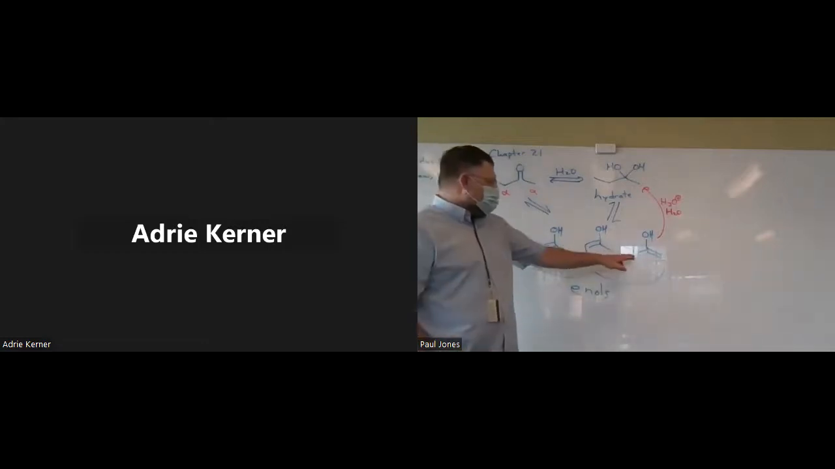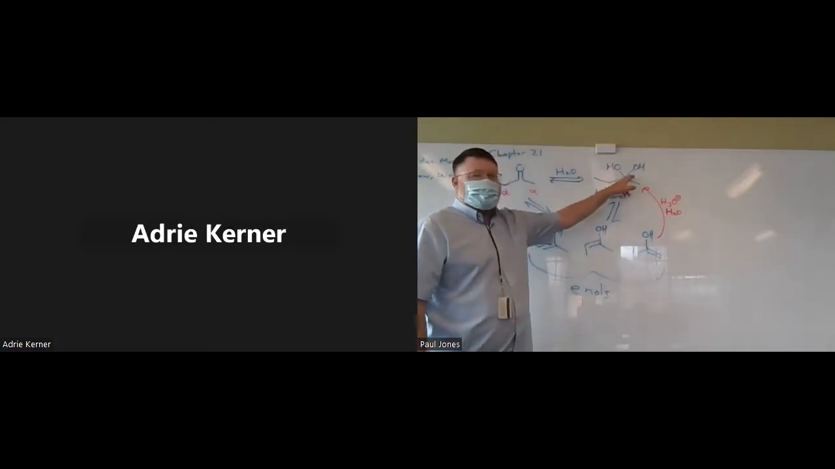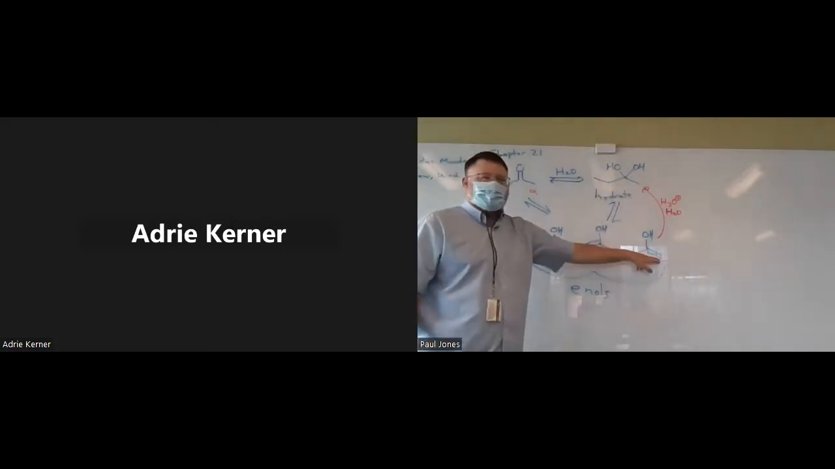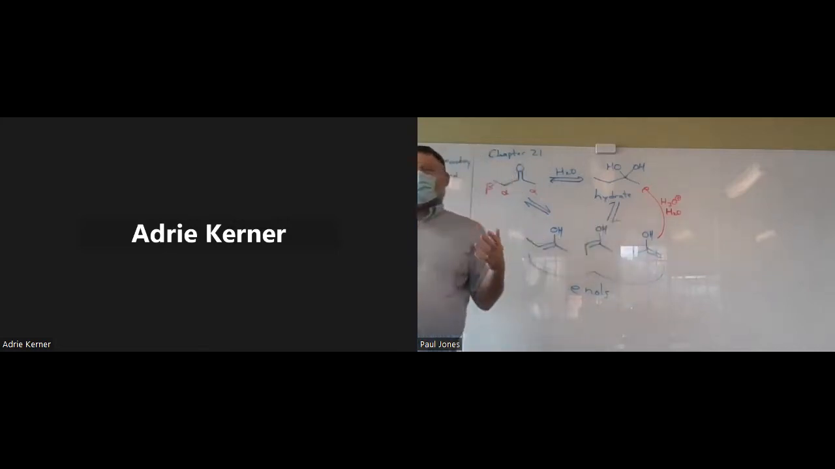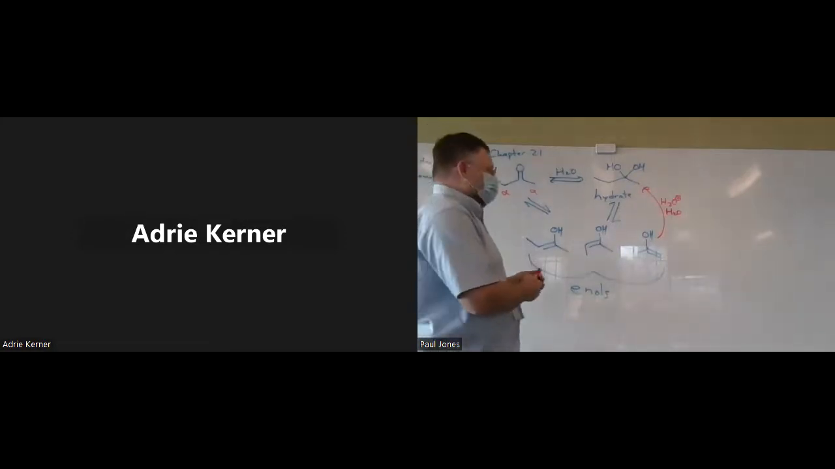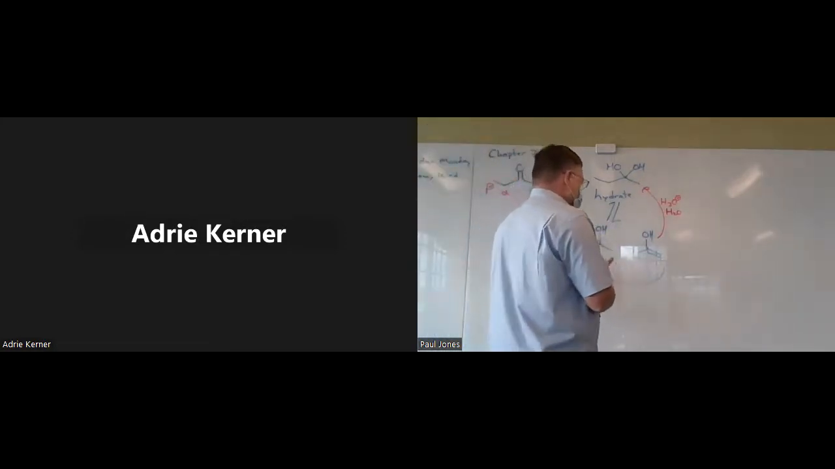If you look at this, we're going to break a pi bond. We're going to add an OH. We're also going to add an H out here. So we have an H and an OH, that's water. So we're adding water across the double bond. This is, you guys did this mechanism in chapter 8.